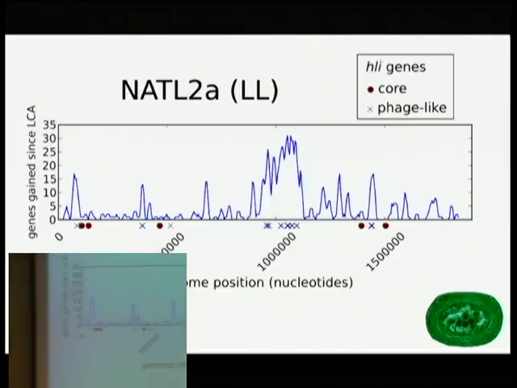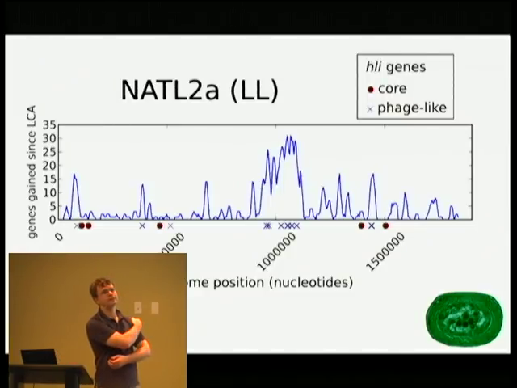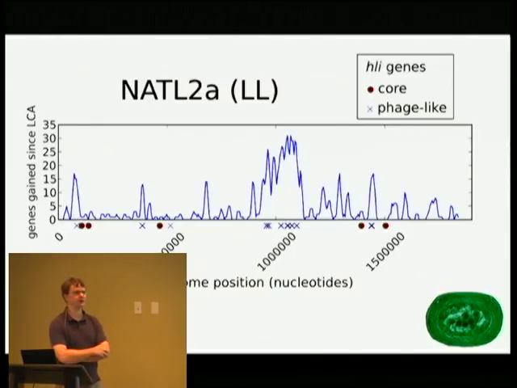So that's what the X's and O's are showing you here, and the phage-like ones are especially concentrated in that highly variable region. Yeah? How many sequences did you prepare to get that? And what kind of software does it use? And how long does it take to get that? This plot is generated just from those 12 sequenced genomes that I talked about that were the first wave we got.